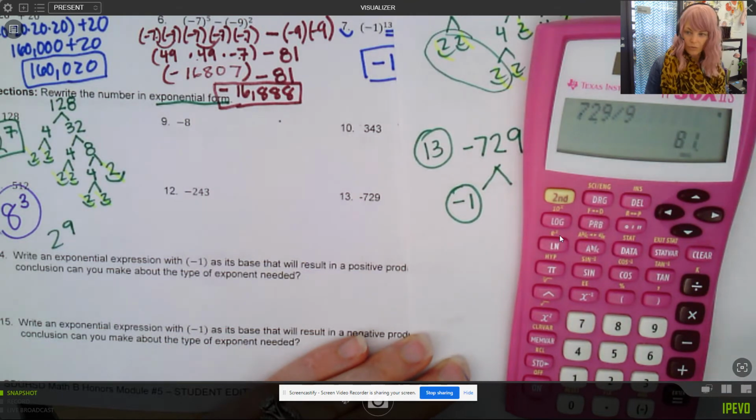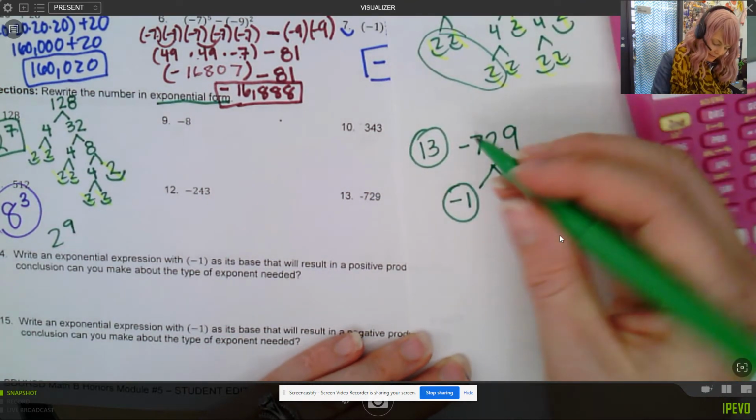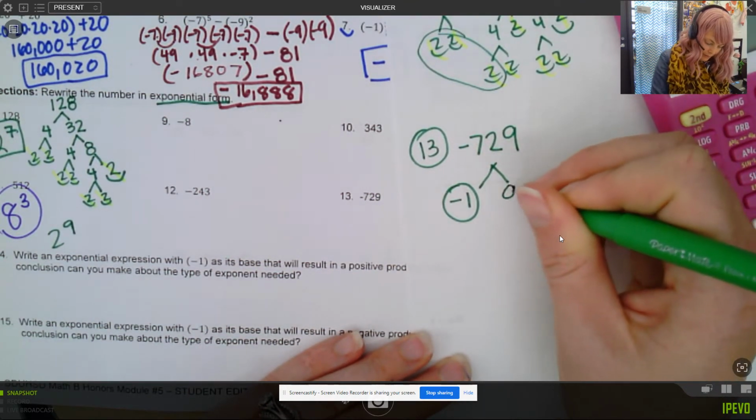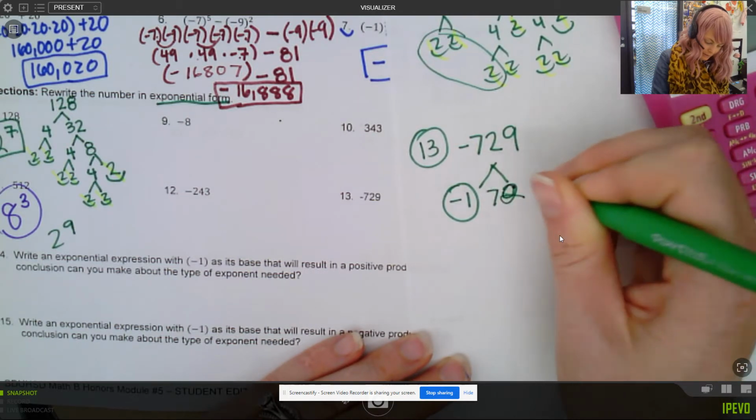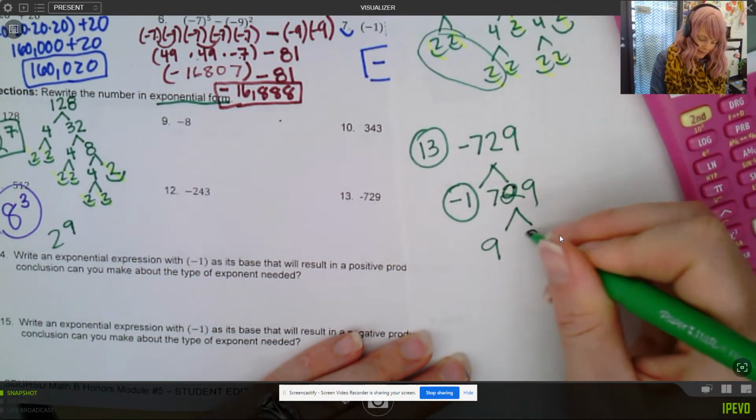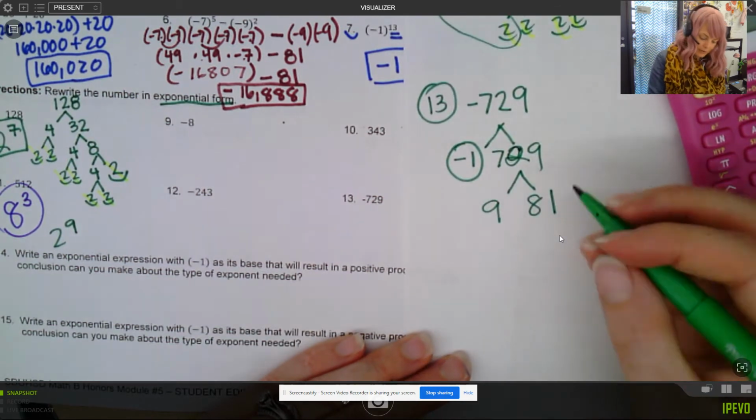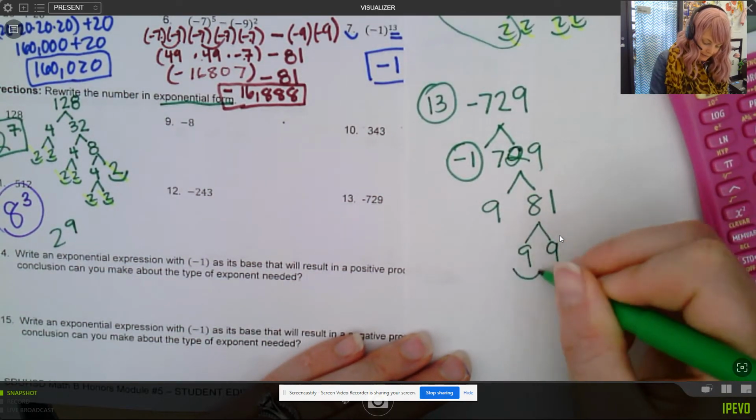Try 9. Ooh, 9 and 81. That's lucky. Oops, I forgot 729. And we said 9 and 81. And what's cool is we know 81 is 9 and 9.